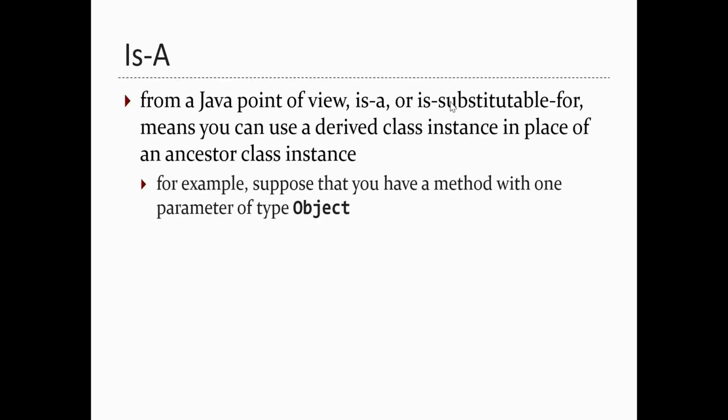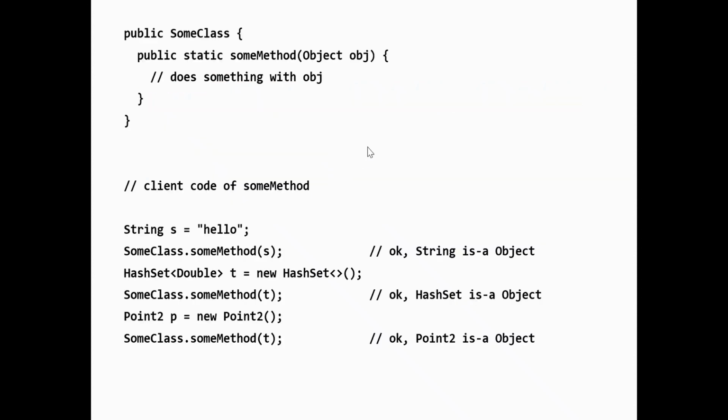Well, this says that inheritance means is substitutable for. I can take a derived type object and substitute it for its parent. So that means I can take anything that inherits from Object and pass it into this method. So for example, I can take a string and pass that object to the method some method. That works just fine because string is an object. Is or is substitutable for. Is substitutable for takes too long to write, that's why most people write is-a.